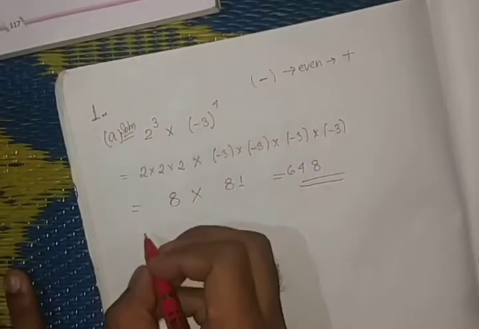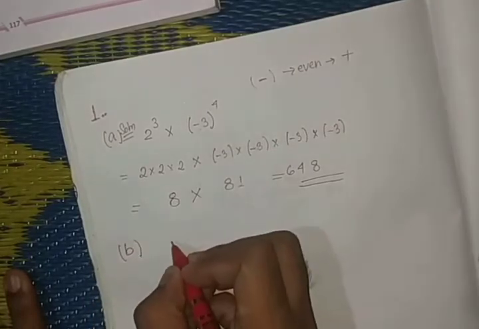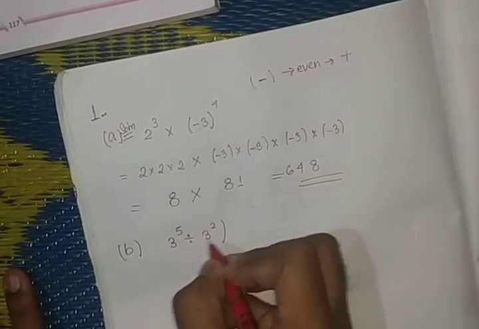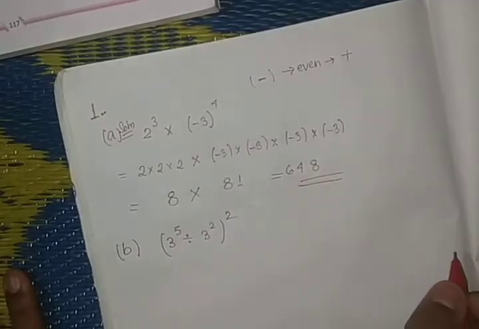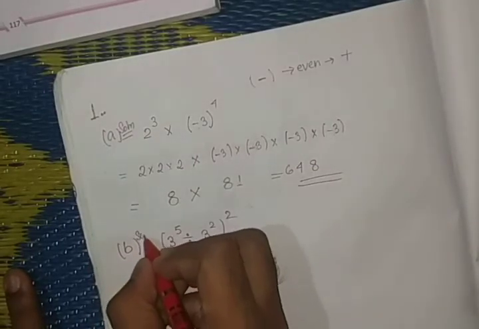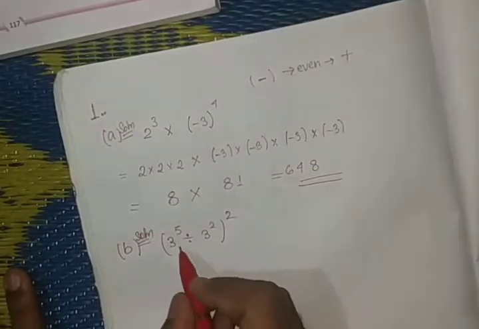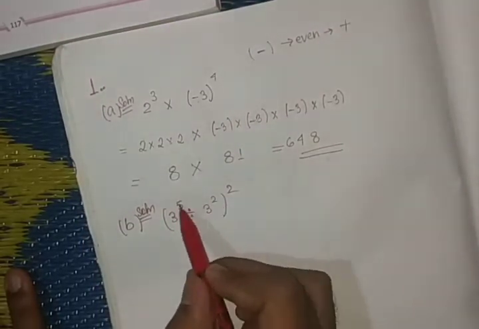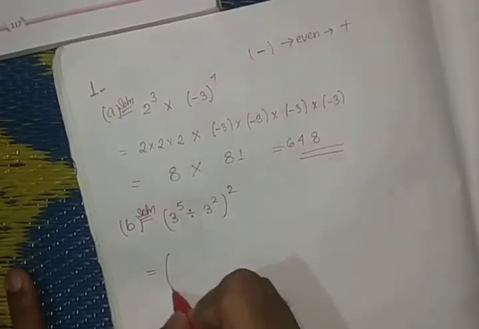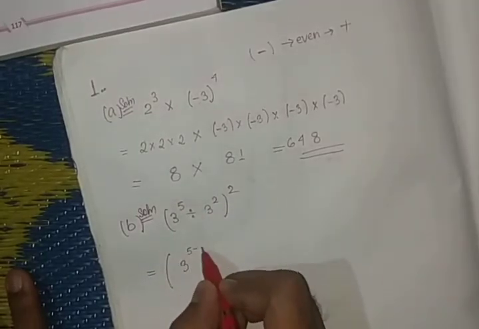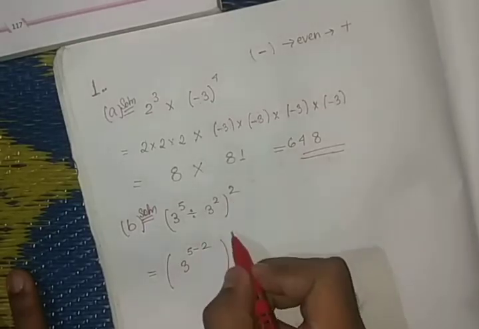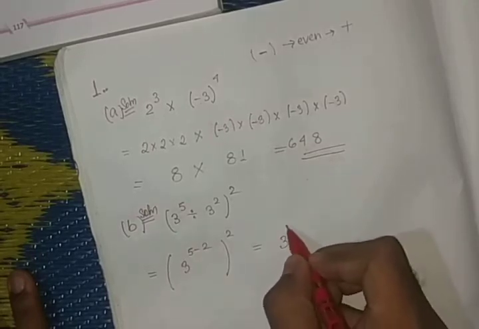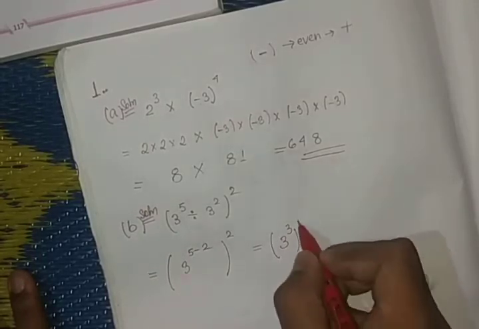Question number B. It is given 3 to the power 5 divided by 3 square, and this one is given whole square. Now what did I say at the starting? I say that whenever the bases are same, if that is connected by divide sign, we have to just subtract the power. So this one will be equal to 3 to the power 5 minus 2, and this square is there. So 3 to the power 5 minus 2 will be equal to 3 to the power 3, and this will be whole square.